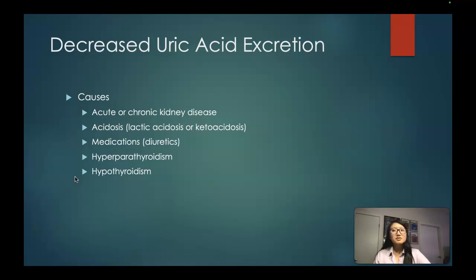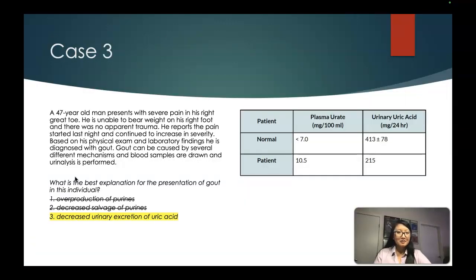This can be related to several causes, including acute or chronic kidney disease, acidosis, medications such as diuretics, hyperparathyroidism, and hypothyroidism. So to confirm if this individual's gout is truly due to decreased urinary uric acid excretion, he may require further blood testing, including a complete blood count, blood glucose, renal function lab tests, and thyroid function lab tests too. In addition, we may need to ask more information about his medical history, medication list, and diet. And speaking of diet, we have more information.